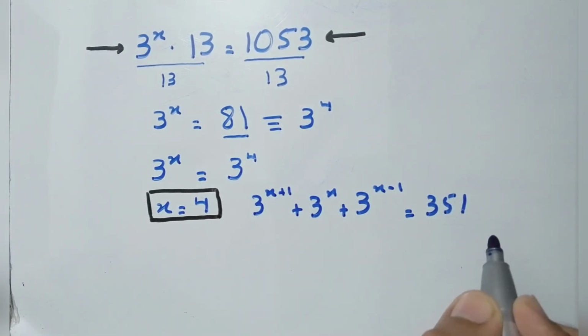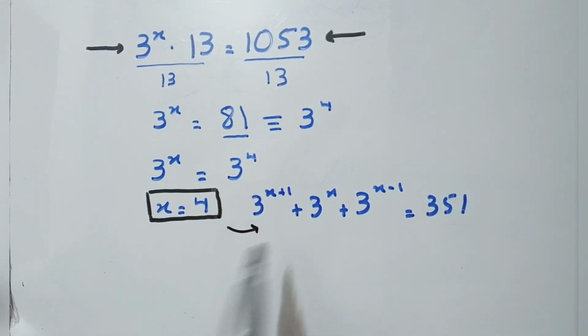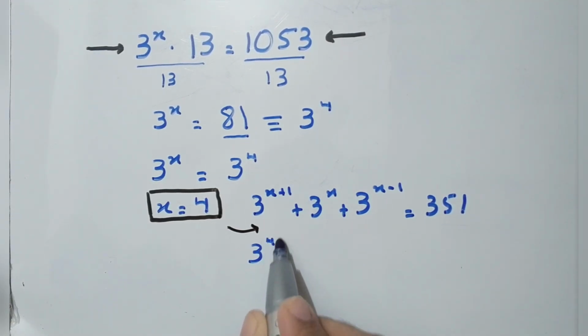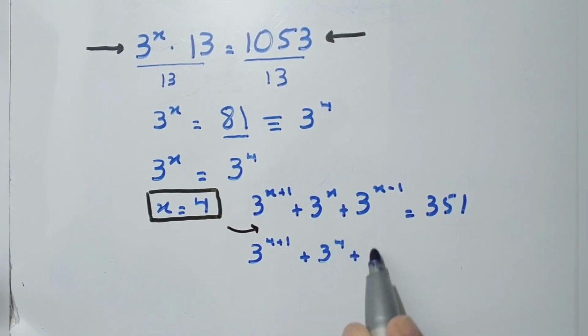Now in this equation we would substitute the value of x, and if the left hand side and right hand side are equal, then we'll know that our answer is correct. This double check method should be applied every time so that you never get the answer wrong. For the first one, 3 raised to power 4 plus 1 plus 3 raised to power of 4 plus 3 raised to power 4 minus 1.